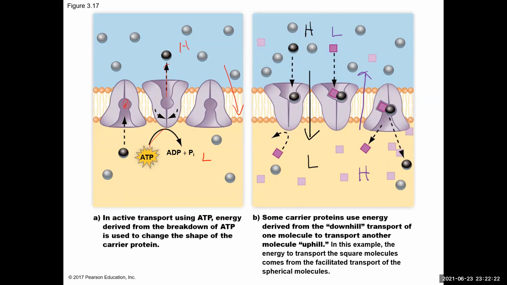So the sphere is moving through passively, bringing energy with it, right? Energy of that movement. And the energy of that movement with the sphere is being used to bring the purple molecule, the square molecule, in against its concentration gradient. Right? So in a direction that it doesn't want to go. And again, that's called a carrier protein. And it's transporting that molecule against its concentration gradient.